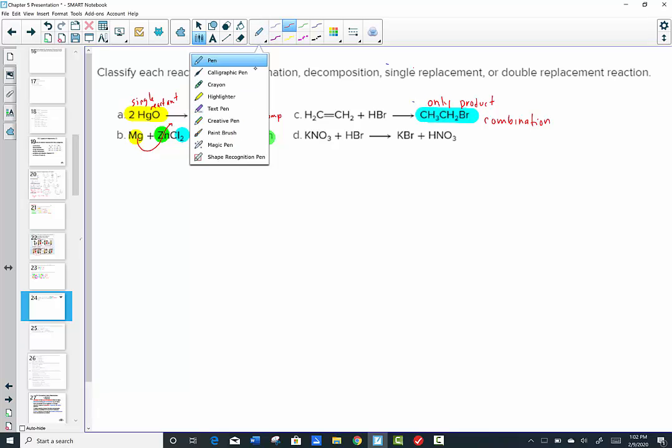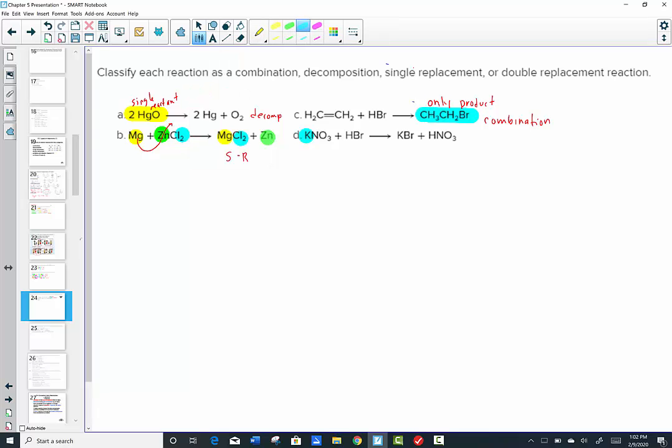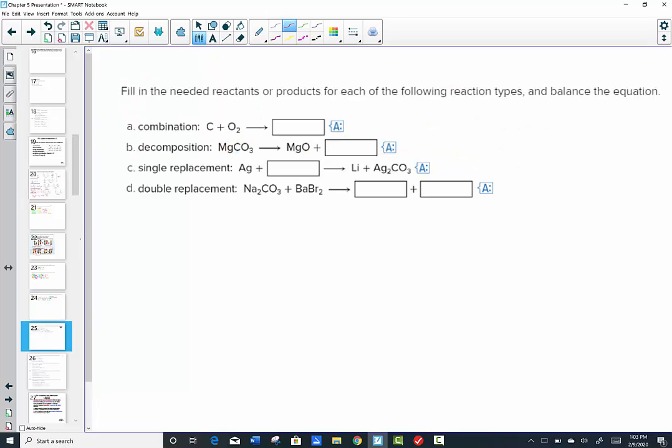And finally, you would notice the K, the NO3, the H, and the Br as 4 different characters. The potassium went to the bromide, the hydrogen went to the nitrate, and you called that a double replacement reaction. Recognizing the patterns of change.